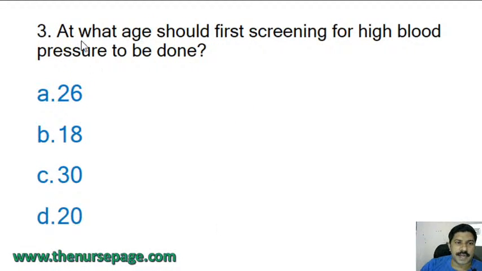Next question. At which age should first screening of high blood pressure be done, based on American preventive measures? Options: 26 years, 18 years, 30 years, 20 years.